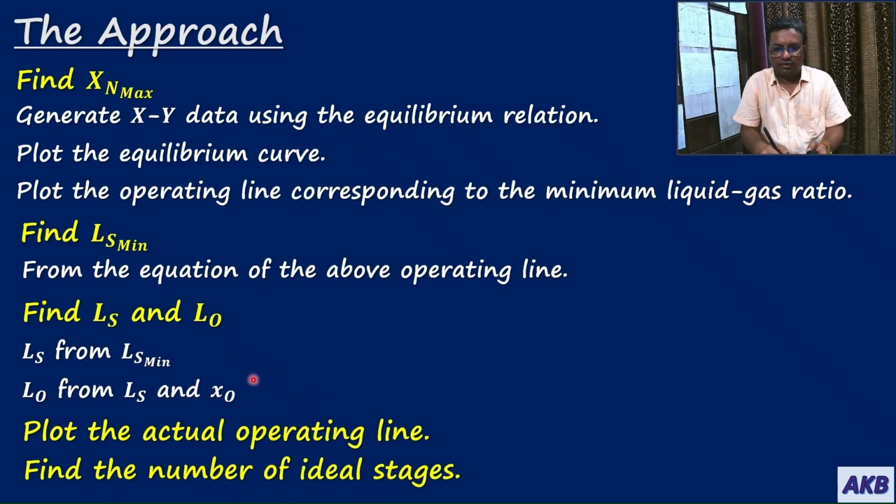So we are going to report EL0 and ELS, and then finally we are going to report the number of ideal stages that will be required in a typical tray column. So that would be the approach for solving this numerical example.